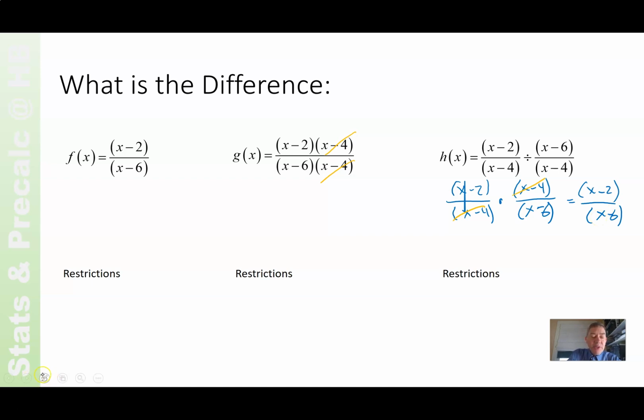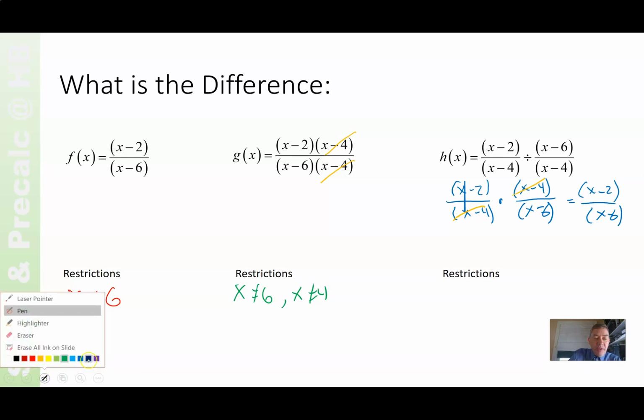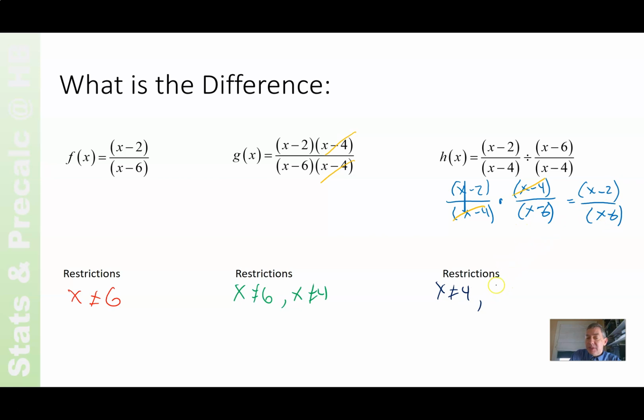What's important about their restrictions is getting them on time, getting them at the beginning. Here we have x cannot equal 6. Here we have x cannot equal 6 and x cannot equal 4. In the third one, we have x cannot equal 4 because it's in the denominator in the original. And also there's an x minus 6 in the denominator later, so x can't be 4 or 6. Same restrictions as the second one. Indeed, it's the same equation as the second one.